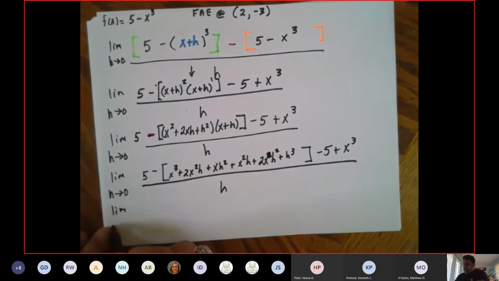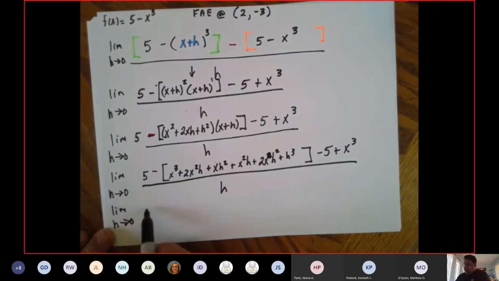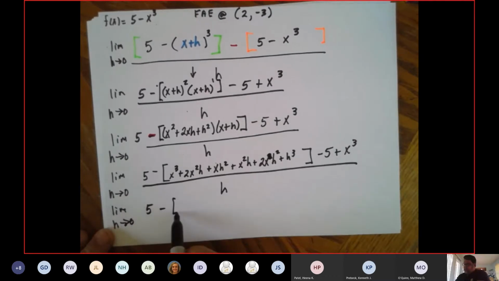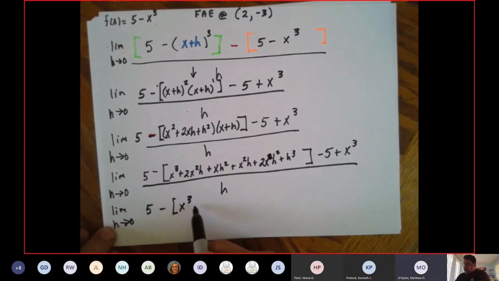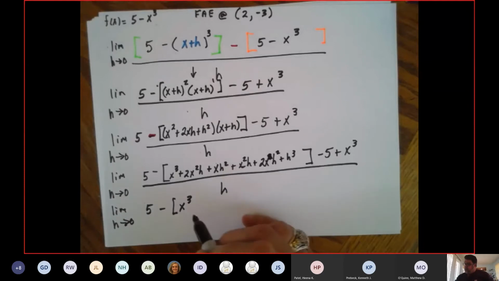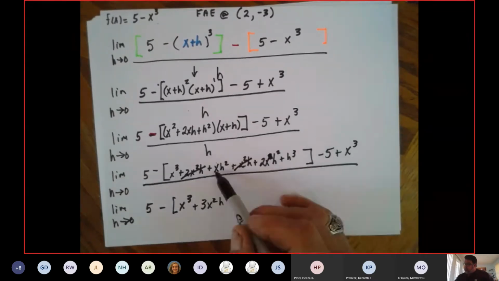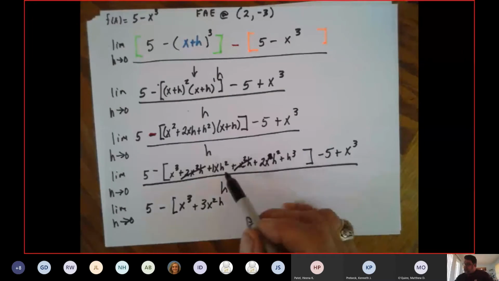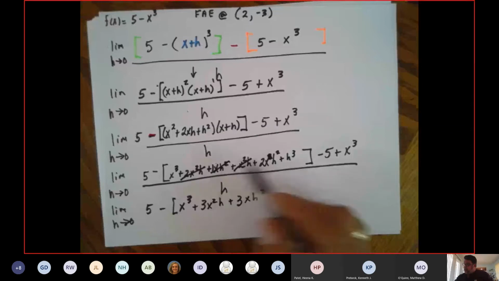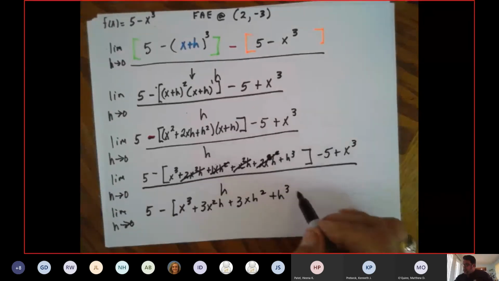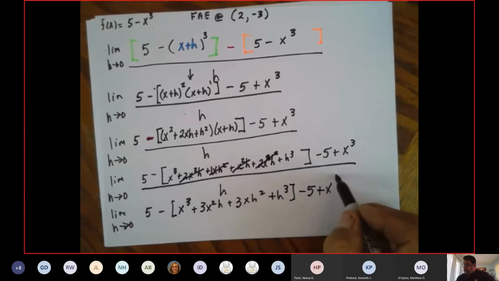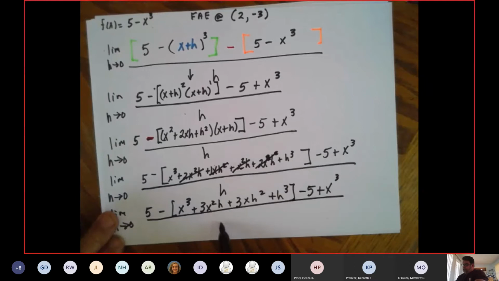Limit as h approaches 0, 5 minus brackets x cubed. Okay, got a 2x squared and a 2x squared. That's 3x squared h. And then we got 1 plus 2xh squared, so that's going to be 3xh squared plus h cubed minus 5 plus x cubed all over h.